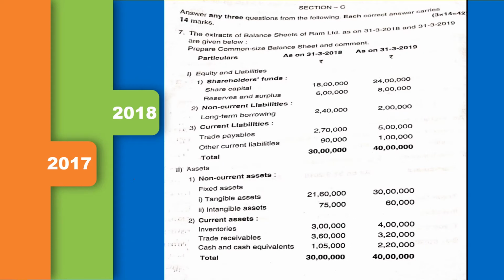They have actually given the format in the question itself. So we have to copy the exact format in the answer, along with the total of current liabilities, total of non-current assets and total of current assets, which is very important for writing the interpretation.